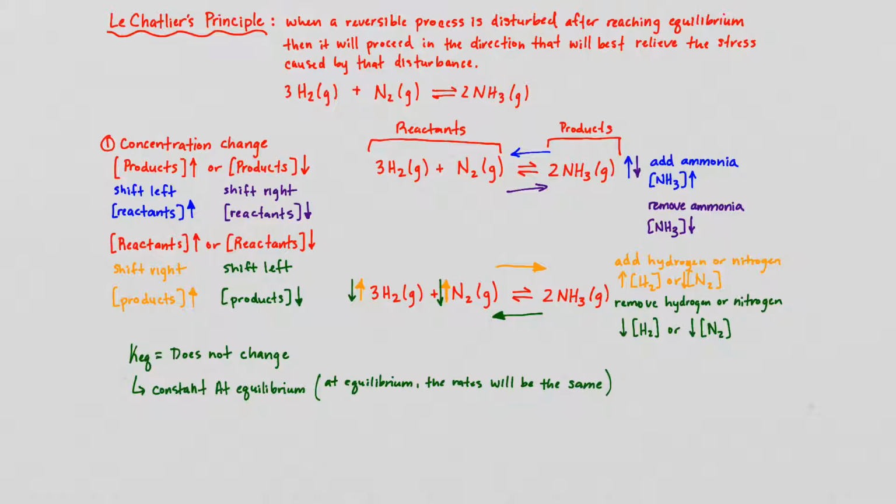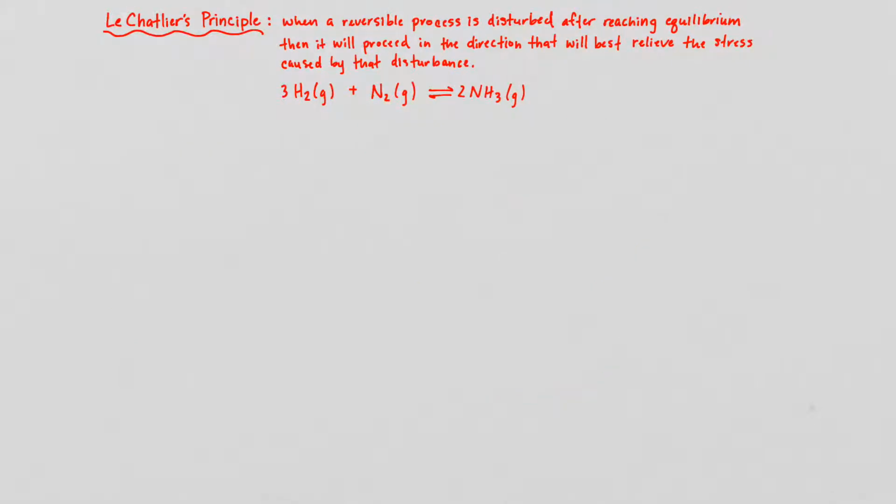So that's all I have to really say about concentration change. The next thing that could be considered a disturbance is a change in pressure. Remember that you may have an increase in pressure, or you may have a decrease in pressure.